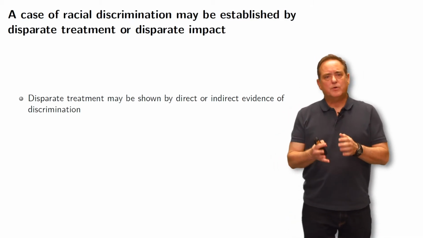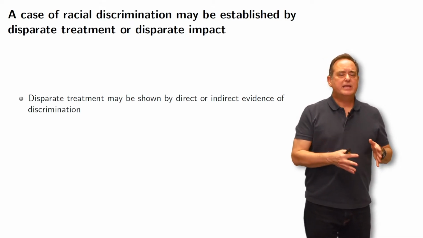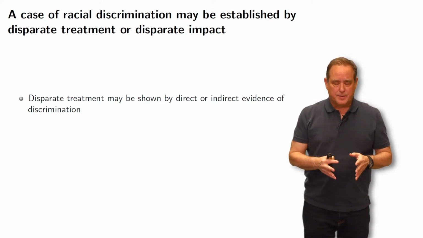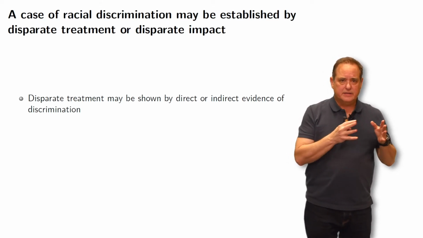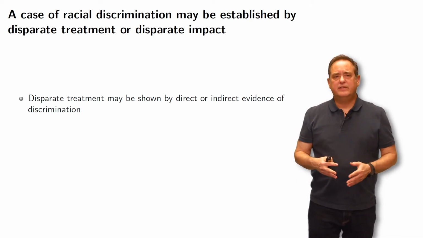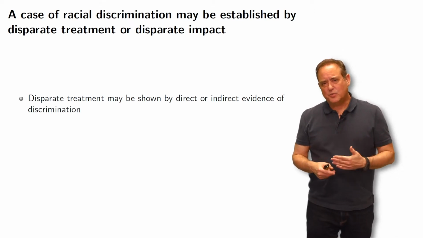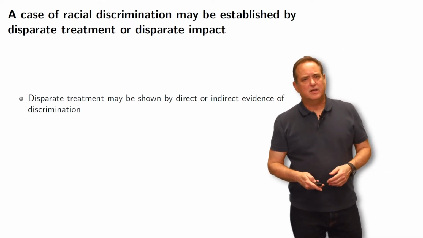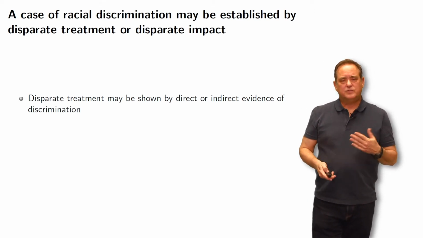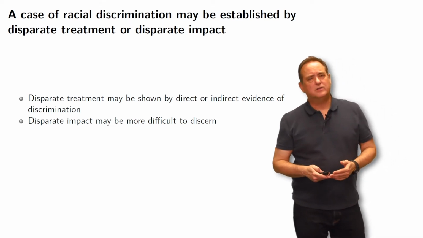Now, disparate treatment, remember, that involves treating people differently based upon their protected category. I treated this person differently than this person. It involves individuals. So disparate treatment can be shown by direct or indirect evidence of discrimination. Disparate treatment involves intent. Disparate impact can be more difficult to discern.